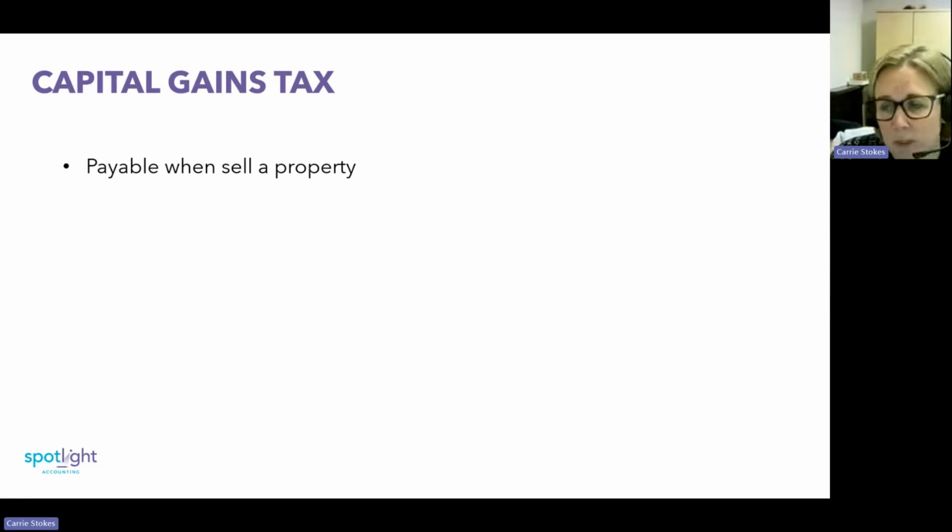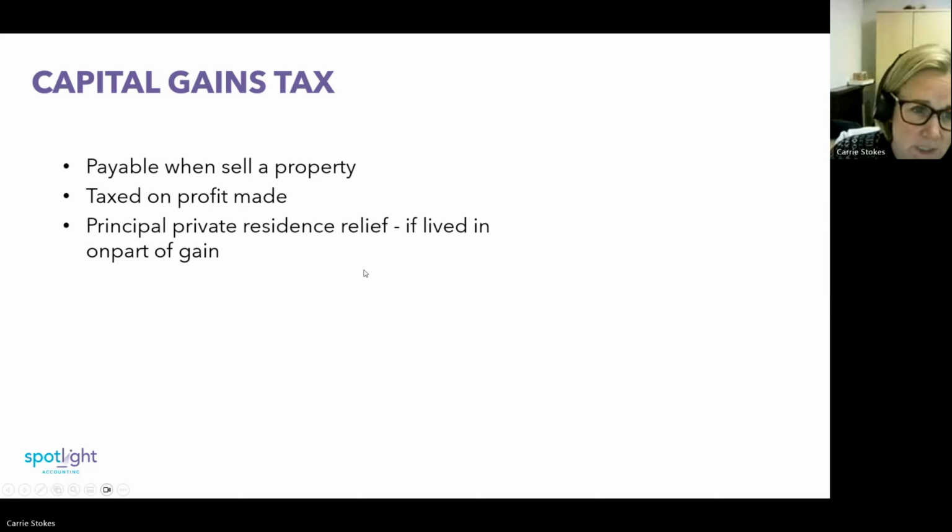Capital gains tax. This is payable when you sell a property. It's taxed on the profit made, so that's the difference between what you purchased the property for and what you sold it for. You can deduct capital expenditures where you have improved it, and you can also deduct the buying and selling fees, so the solicitor's fees, estate agent's fees and stamp duty.